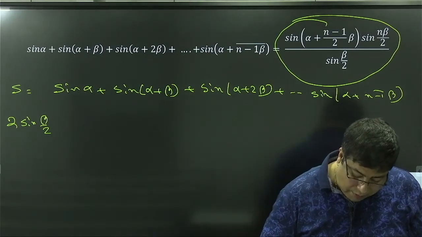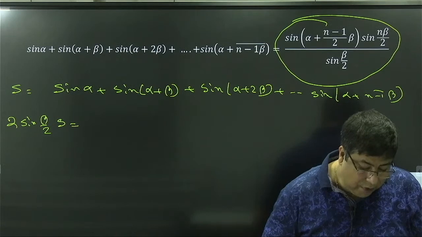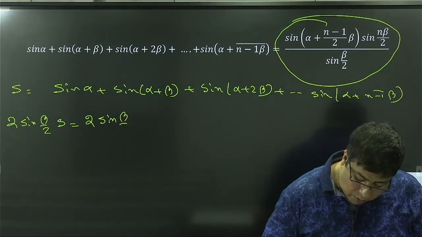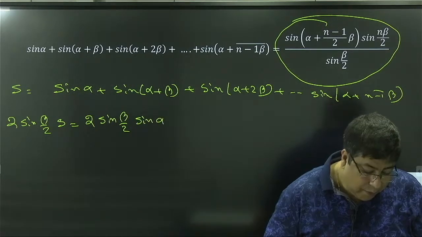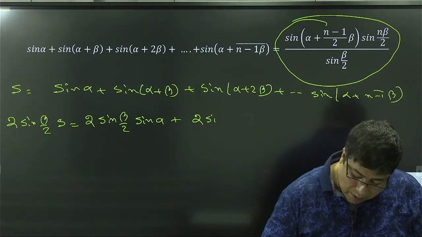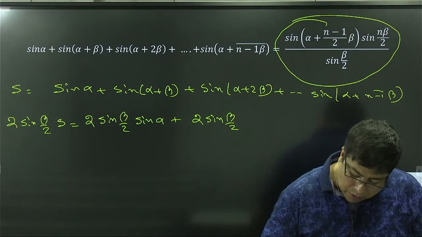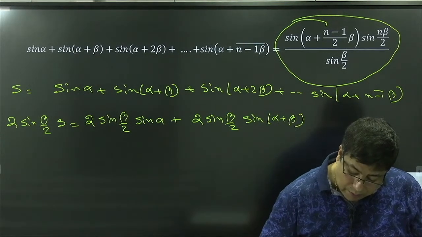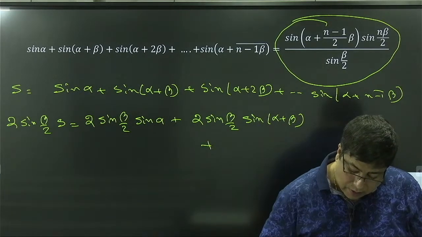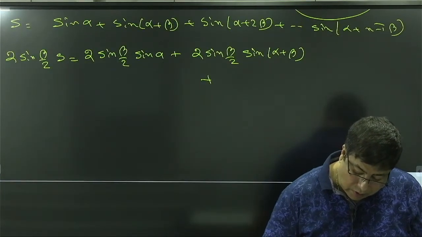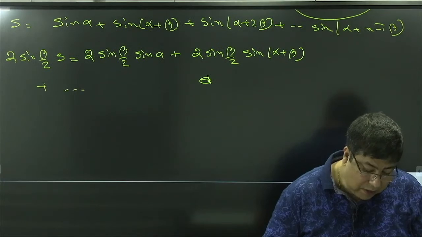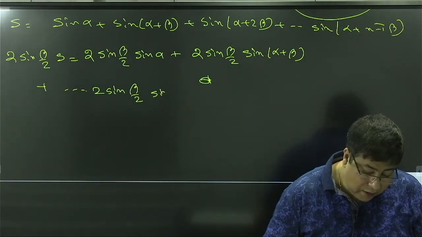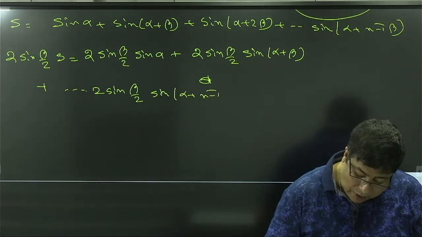So if we multiply by 2 sin beta by 2, we get 2 sin beta by 2 into sin alpha, plus 2 sin beta by 2 into sin(alpha plus beta), plus continuation, up to 2 sin beta by 2 into sin(alpha plus (n minus 1) beta).